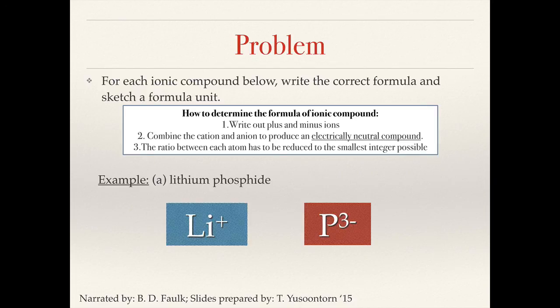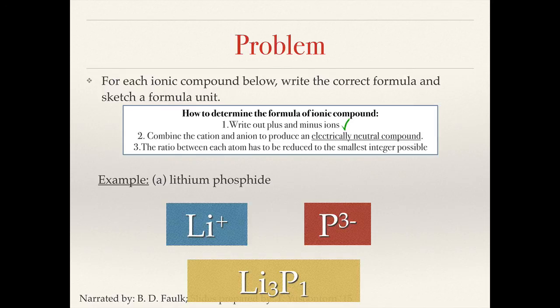Now, it's not hard to see that we need 3 lithiums to balance out the charge for the phosphorus. But another way, a quick way to do it, is to drag the charges into the opposite species. So what I mean by that is, and you just saw the arrow, that since lithium had a +1 charge, the number of phosphorus atoms we have to have is 1. Same thing for the phosphide anion. Since it's a 3- charge, that means that we need 3 lithiums.